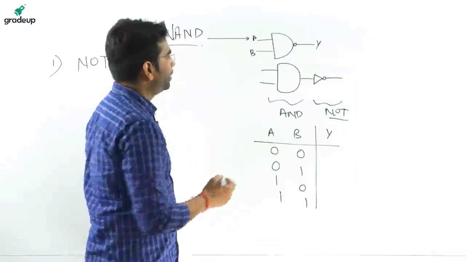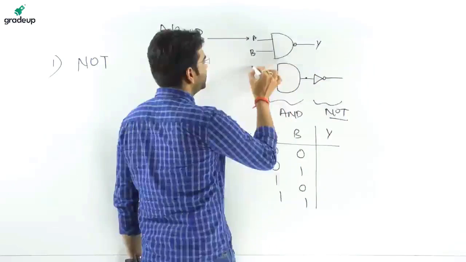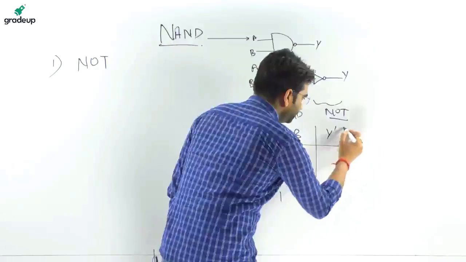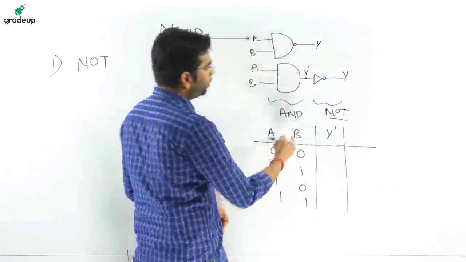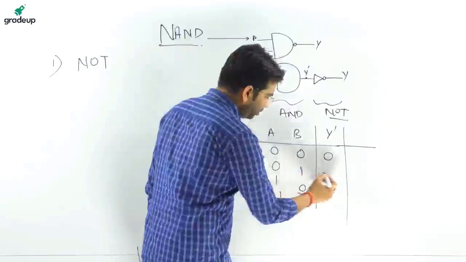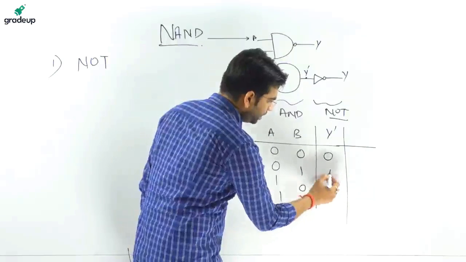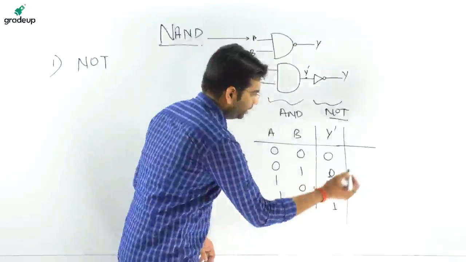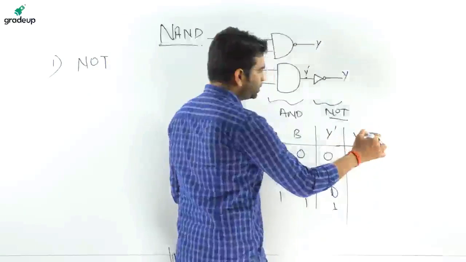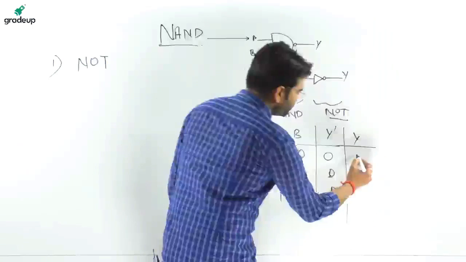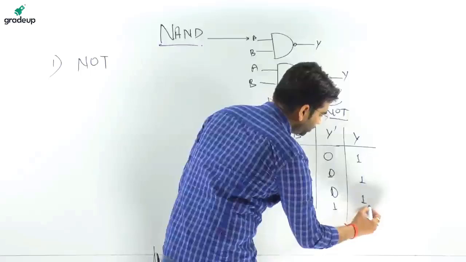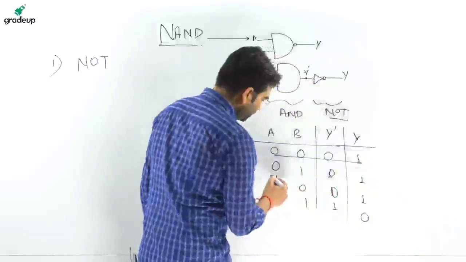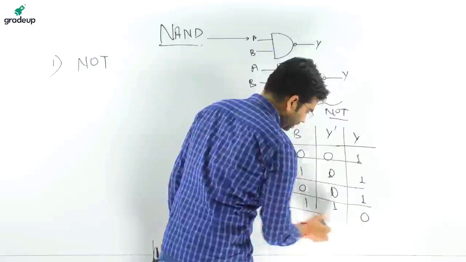What will be the output Y? Suppose at this point, with inputs A, B, we have Y dash, and then Y. What will be Y dash? It is the AND operation: 0 AND 0 is 0, and here it is 1, okay? What will be NOT of this? Dear friends, what will be NOT of this? NOT of 0 is 1, and NOT of 1 is 0, okay? So 0 0 will give 1, 0 1 gives 1, it is like that, okay?